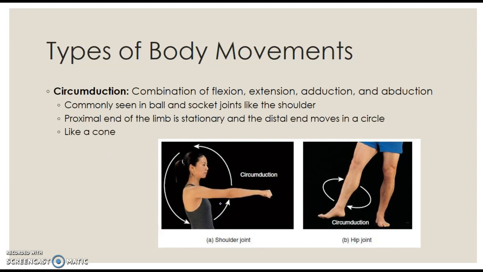All right, circumduction. Circumduction is when you're able to make circles, like moving the hip in a circle, or taking your arm and moving it all the way around your head. It's really common in ball and socket joints because they have a lot of movement. One part of the joint stays in the same place, but the distal end, the one further away from the origin of the body, is able to move in a circle.